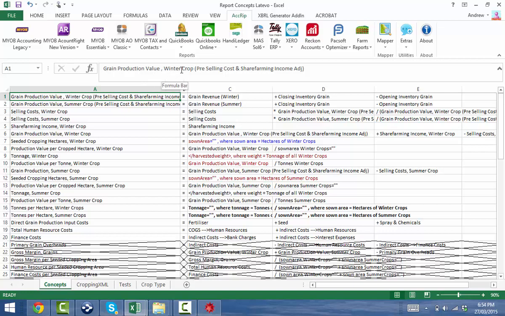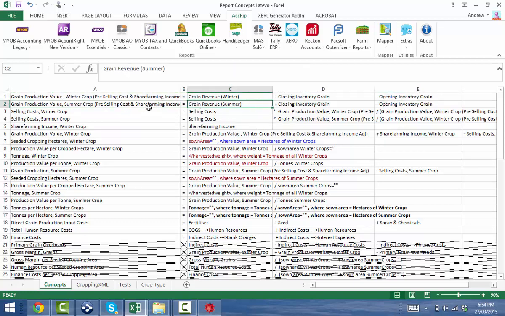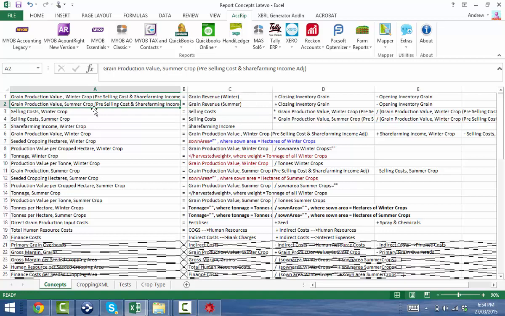I'm talking about value instead of weights to make things clear. Grain production value, winter crop, pre-selling cost, and share farming income adjustment. This is the formula that you're used to: the grain revenue that you catch, plus the closing inventory on that specific grain, less the opening inventory on that specific grain. Same formula holds for grain production value summer crop. Now we need to factor in selling costs.